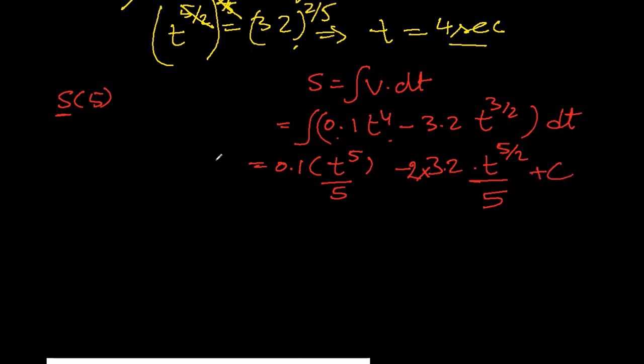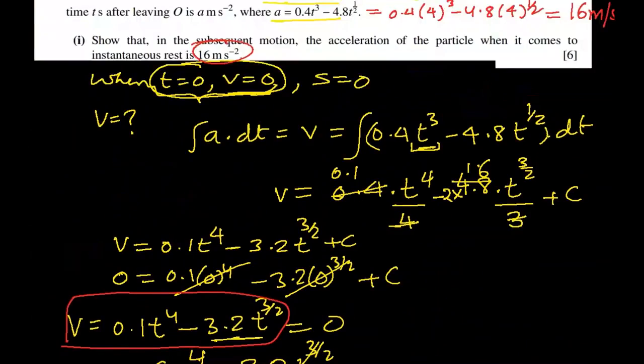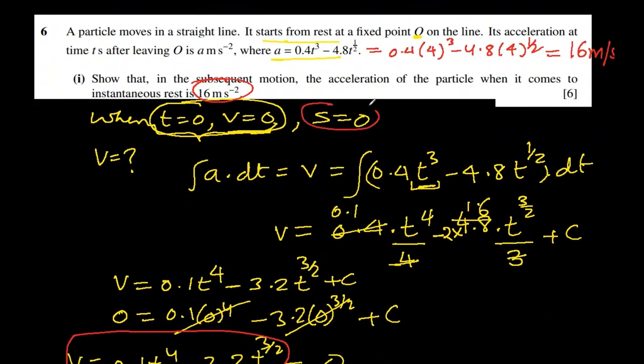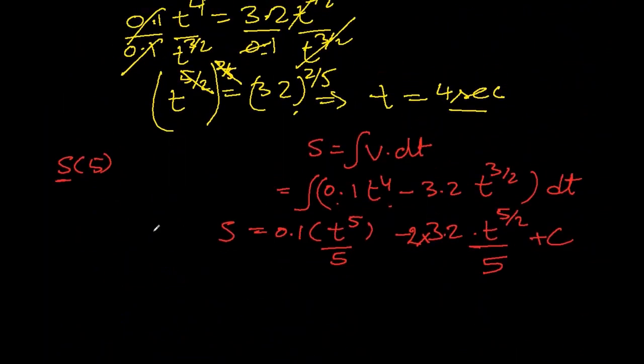Now we have to find c before I go further. But we know the situation again. When time was 0, the displacement was also 0. So if I substitute both of them here, I'll get c equal to 0 again, because t is 0, so c will be 0. So c is insignificant again. We just have this equation. So we need to find S at 5 now, S when t is 5.